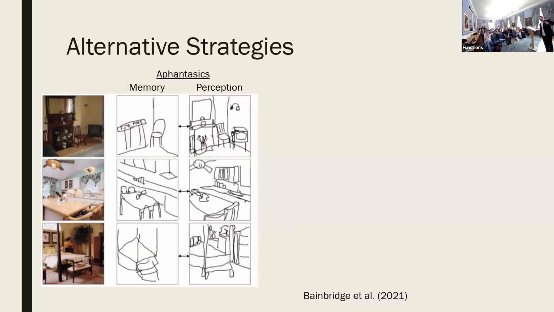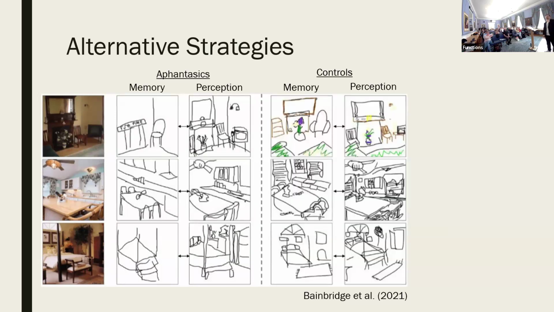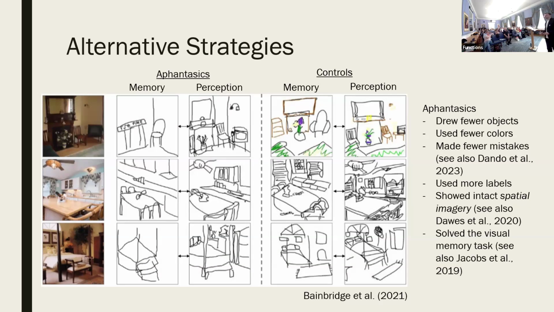So here's some of the examples from aphantasics. So again, here's from memory and here's from the perception, from looking at it. And here's some examples from some of their control participants, right? So what did they find in this study? Well, they found that aphantasics, on average, compared with the normal visualizers, the controls, drew fewer objects. They also used fewer colors. You can see that a little bit in the comparison up there. But also, crucially, they made fewer mistakes, right?